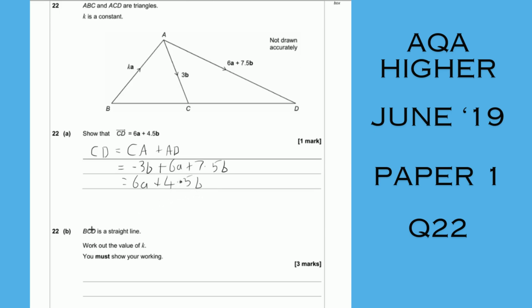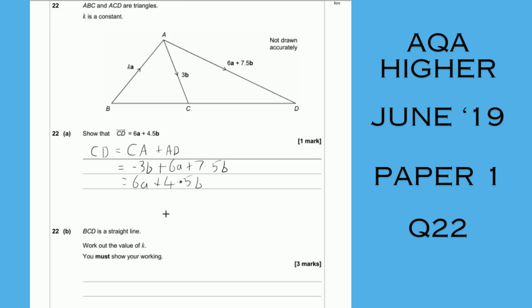So as I say, part B is a slightly different one. I'm not going to keep scrolling down, I want to keep this on screen. BCD is a straight line. Now, we've had it in other questions: to show that things are a straight line, they must be a multiple of each other.